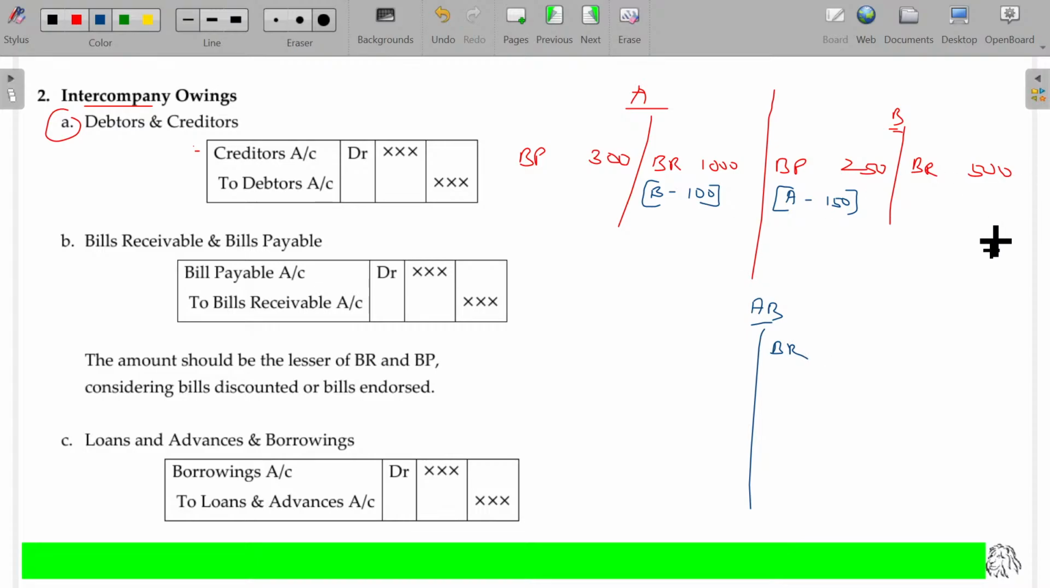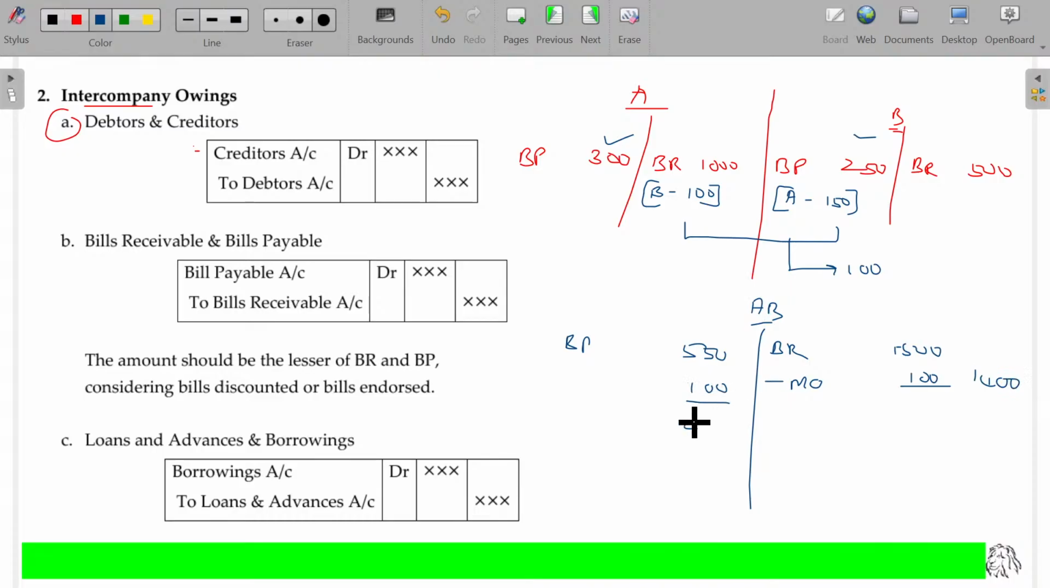BR is 1000 plus 500, 1500, and BP is 300 plus 250, 550. The mutual amount to be cancelled here is the mutual owing related to the BR and BP, being the lower of these two, 100, and here 100, leaving 450. What about the other 50, sir?